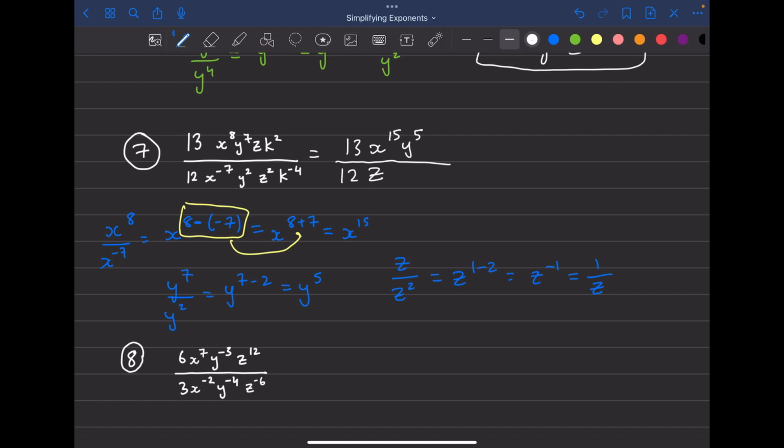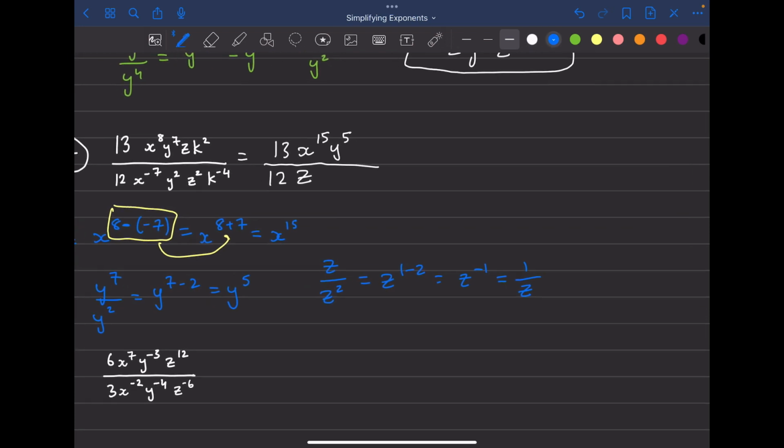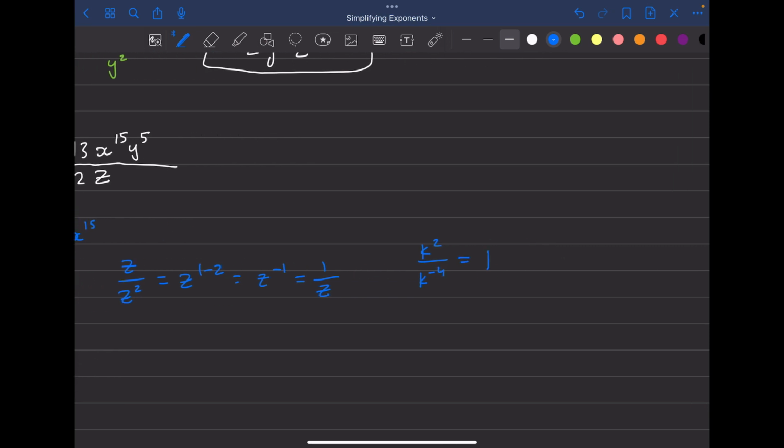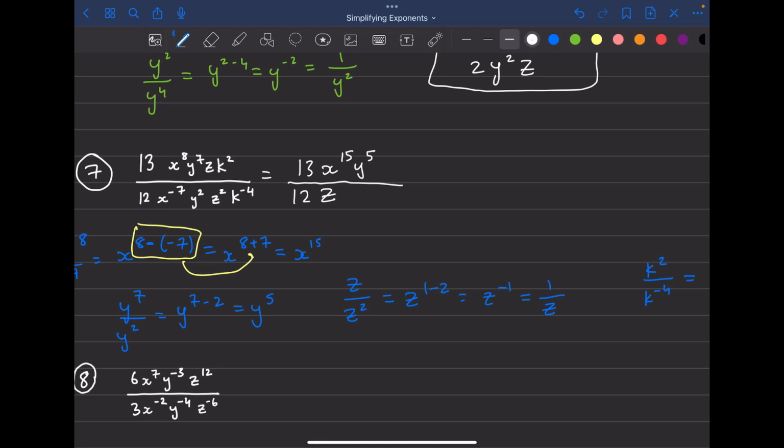And then for the k's, our last variable, we have k squared over k to the power of negative 4. This is k to the power of 2 minus negative 4, which is equal to k to the power of 2 plus 4, which is k to the power of 6. So we have k to the 6 on top, and we got our answer.